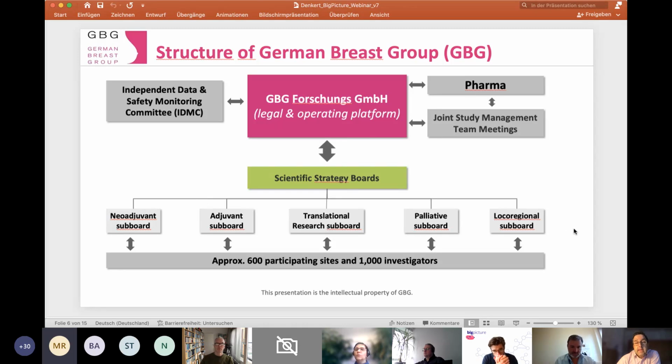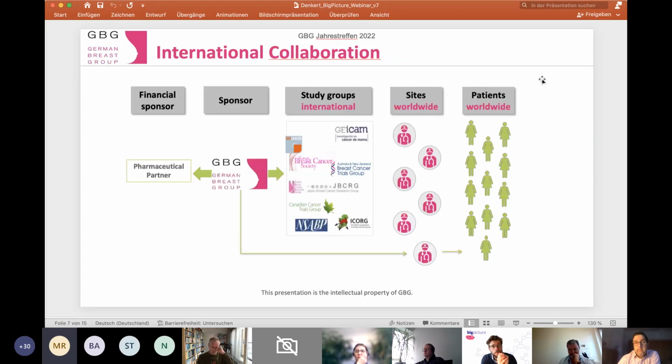The GBG has more than 600 participating sites and 1,000 investigators, and all the research ideas and the research input come from an academic setting. So it's not a company that is providing service to pharma. The ideas come out of the academic community. GBG is organizing the clinical trial activities, and of course there is funding and intensive interaction with pharma.